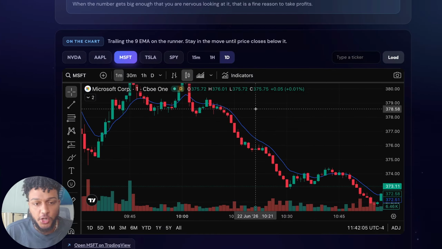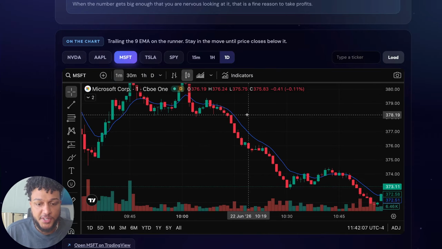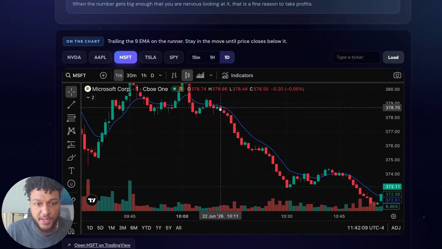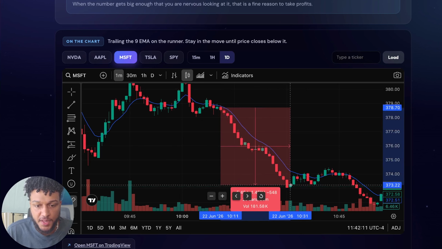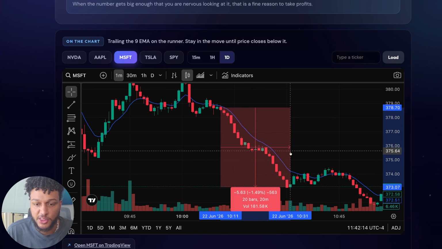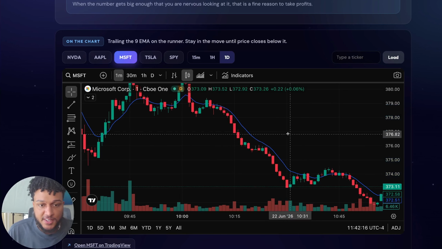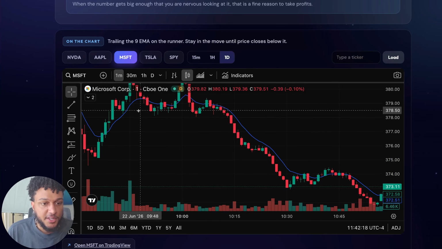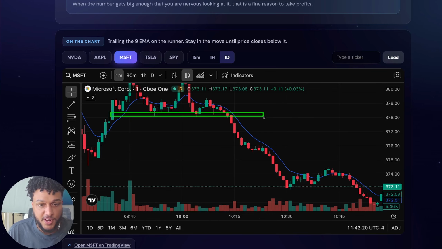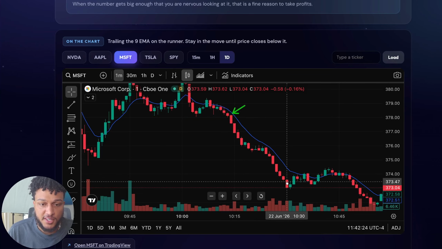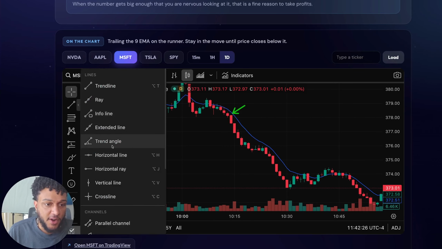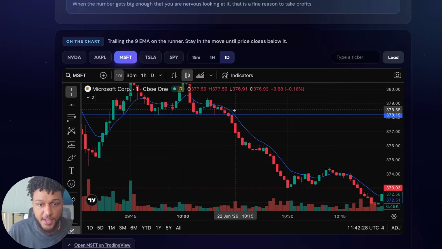So last example here on Microsoft, we're looking at Microsoft here on June 22nd. You guys can see a pretty big move on Microsoft of about 1.5%, from 378 down to 373. So in this case, let's say you're looking at the downside for Microsoft. You saw this support turn resistance right here around 378. So you enter on this break and retest right here around 378 and take it to the downside. So let's mark out this level right here, horizontal line around 378.